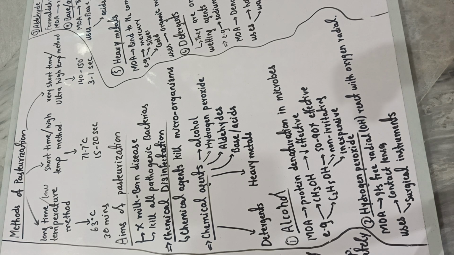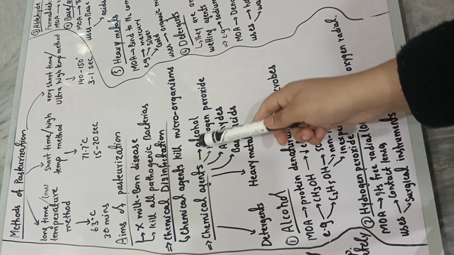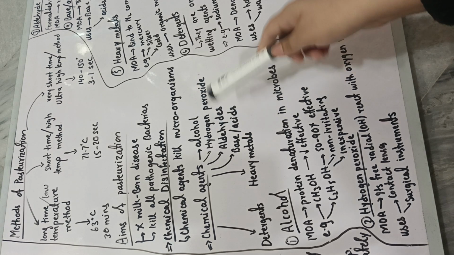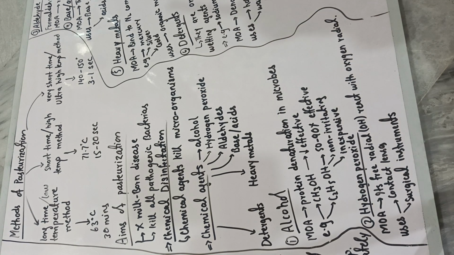Now we are going to start the chemical disinfection, meaning we are now going to use chemical agents to kill all the microorganisms. So what are the chemical agents which are used? Here I have written some agents like alcohol, hydrogen peroxide, aldehyde, acid and bases, heavy metals and detergents. They are used for that purpose. Now we will discuss all of these agents one by one.